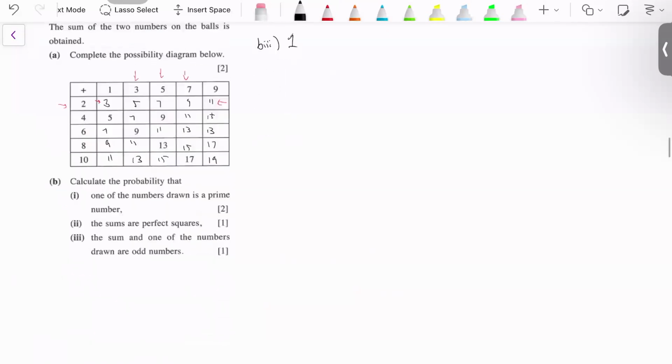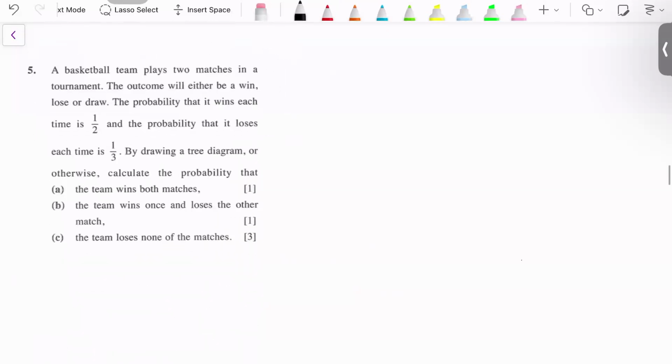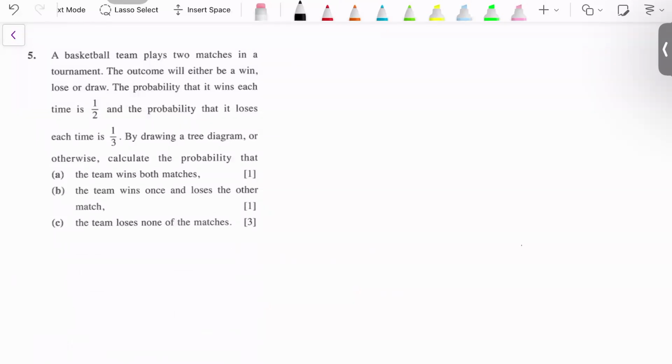Okay, moving on. Question 5. A basketball team plays 2 matches in a tournament. The outcome will be either win, lose, or draw, so there are 3 different outcomes. The probability of winning each time is half. The probability of losing each time is 1/3. So they want you to draw the tree diagram.